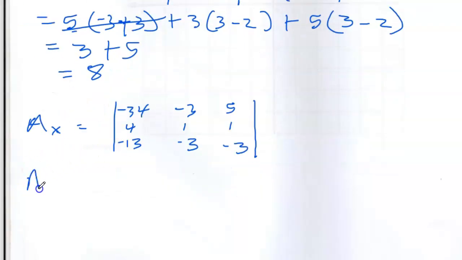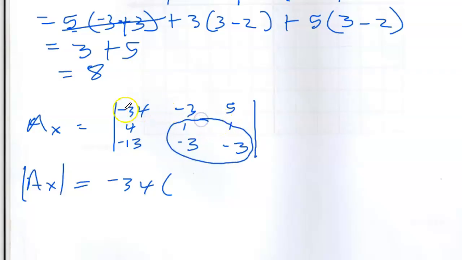Let's find the determinant of AX now, same process. Alright, so the first value, that's negative 34, times the cofactor. And the cofactor will be these, right? If you cross out the row and the column the 34 is in, these are what you're left with. So you cross multiply and subtract. I'll move a little faster now. So 1 times negative 3, that's negative 3. Take away negative 3 times 1, so it's take away negative 3, which becomes plus 3, a double negative.